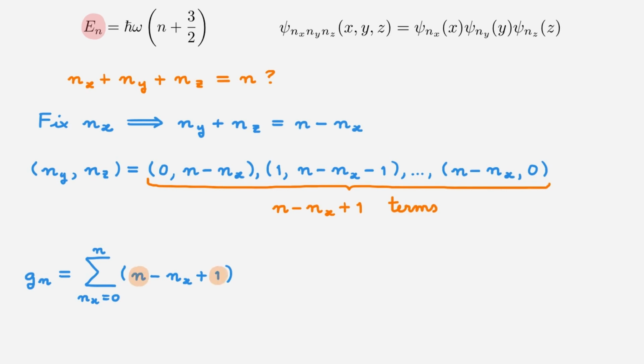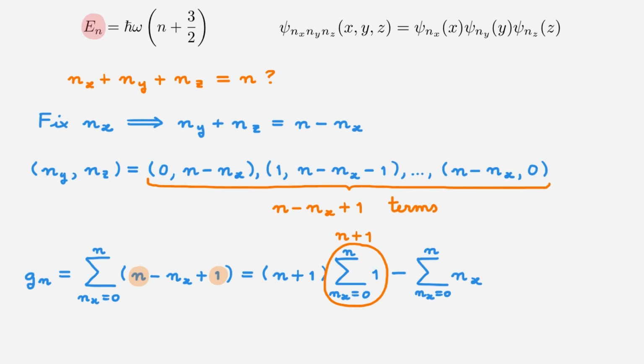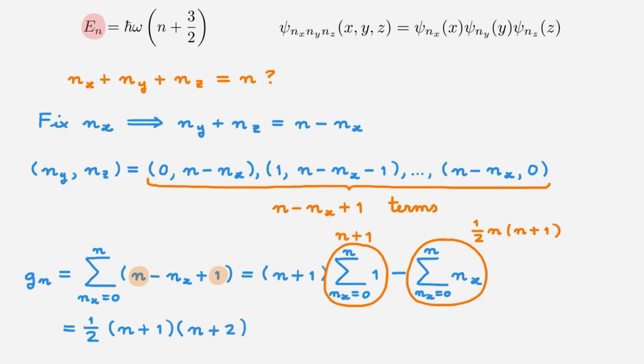n and 1 can be taken out of the sum, so we end up with this term minus the sum over nx. This is just n plus 1, and this is a standard arithmetic series which is equal to this. Putting everything together, we end up with 1/2 times n plus 1 times n plus 2. And this is our big result. The energy eigenvalue En of the isotropic three-dimensional quantum harmonic oscillator has degeneracy 1/2 times n plus 1 times n plus 2. You should convince yourself that this general result is really consistent with the three examples that we've discussed.